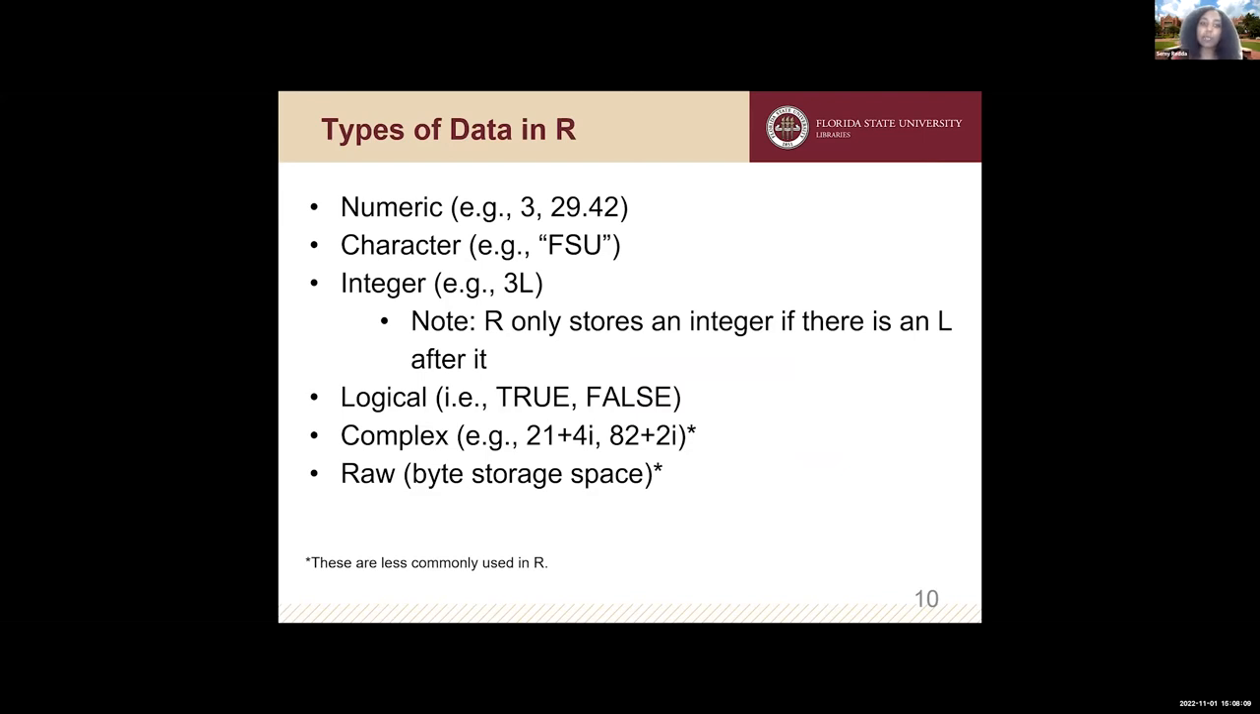So here are all the different types of data. The first type is numeric data. These are just your numbers. They can be whole numbers or they can be decimals. The second type is character data. These are words or categories.